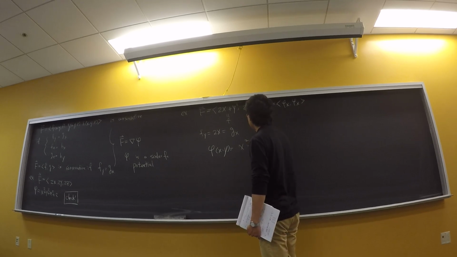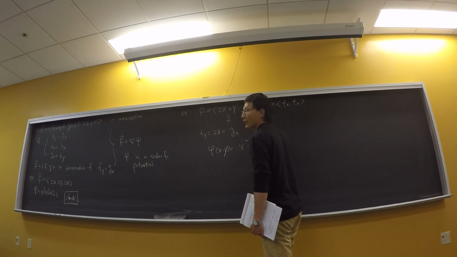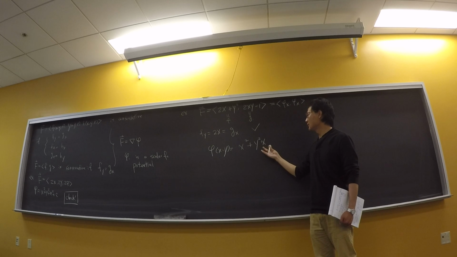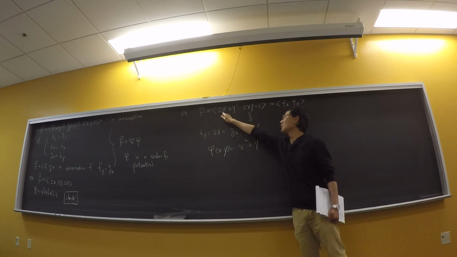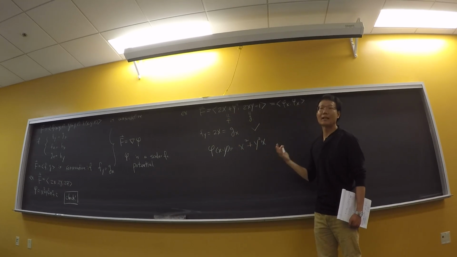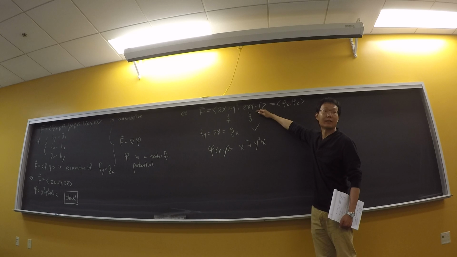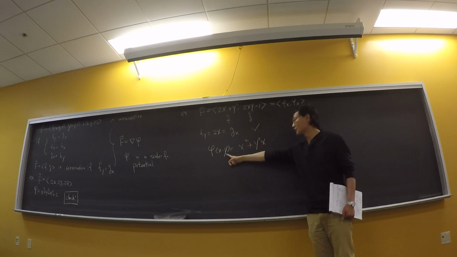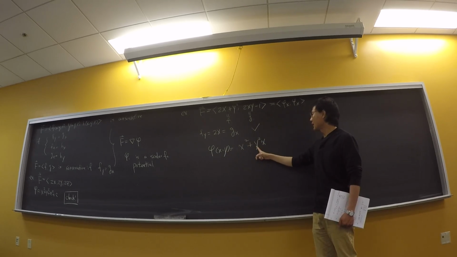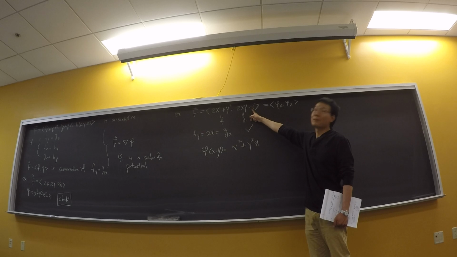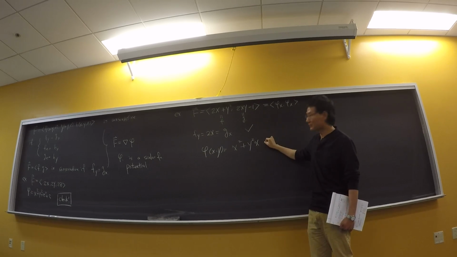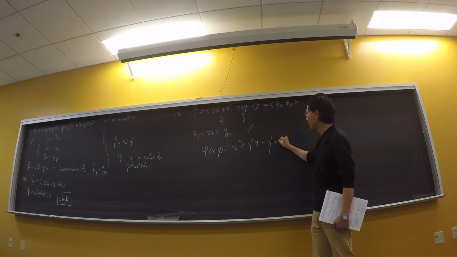I also want a y squared times x, such that when I take the derivative with respect to x, I'm getting 2x plus y squared. But also I have to make the second component phi, which means if I take the derivative with respect to y, I get 2xy, but I'm missing a minus 1 here. So what do I want to have here? Minus y and plus a constant c.